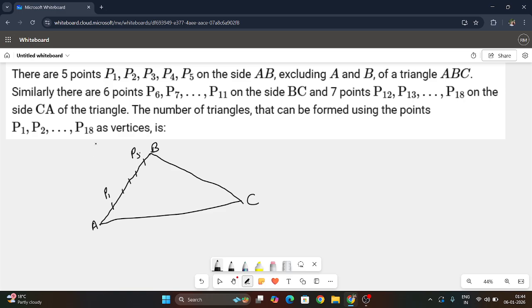Now it is also given similarly, there are 6 points on the line BC. How many points? 6 points. So P6, P7, P8, up to P11, on the side BC, and 7 points on CA, and these 7 points are P12, P13, and so on, and at the end P18. Okay, the number of triangles that can be formed using the points P1, P2, up to P18, all these, okay? I hope the question is completely clear to you.